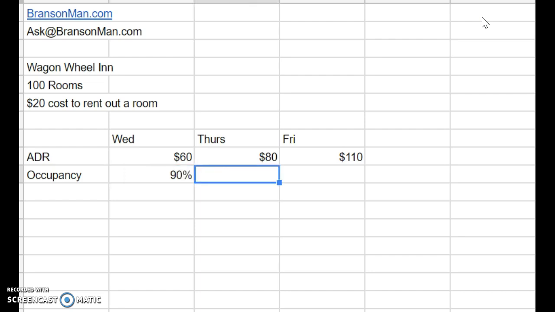On Thursday, we raised the rate, and we weren't able to sell as many rooms, but we got more money for the rooms that we sold. So you can kind of see where profit and revenue are going to be coming into play here.